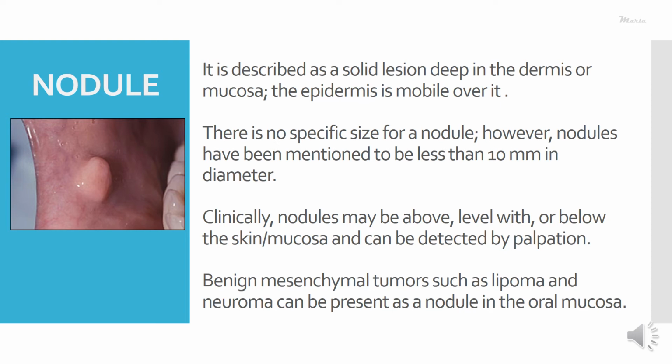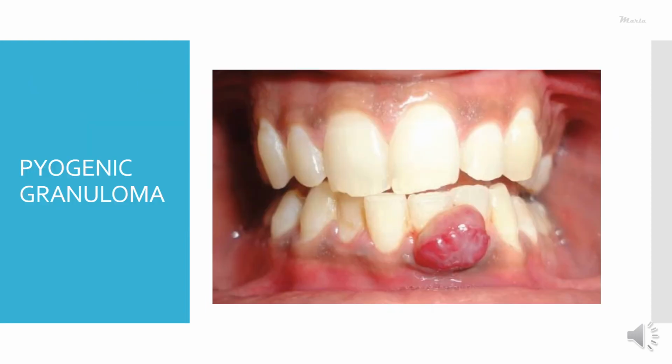More commonly, the nodular presentations in the oral cavity are seen for benign mesenchymal tumors, benign connective tissue tumors such as lipoma or neuroma, and we can also see hyperplastic lesions which present as nodular presentation. One of the most common hyperplastic lesions appearing in the oral cavity is the pyogenic granuloma. This is also clinically referred to as epulis or vascular epulis.